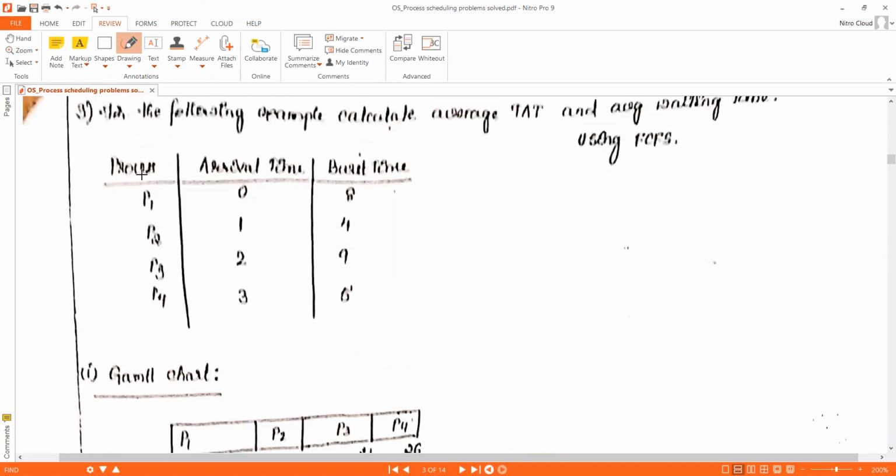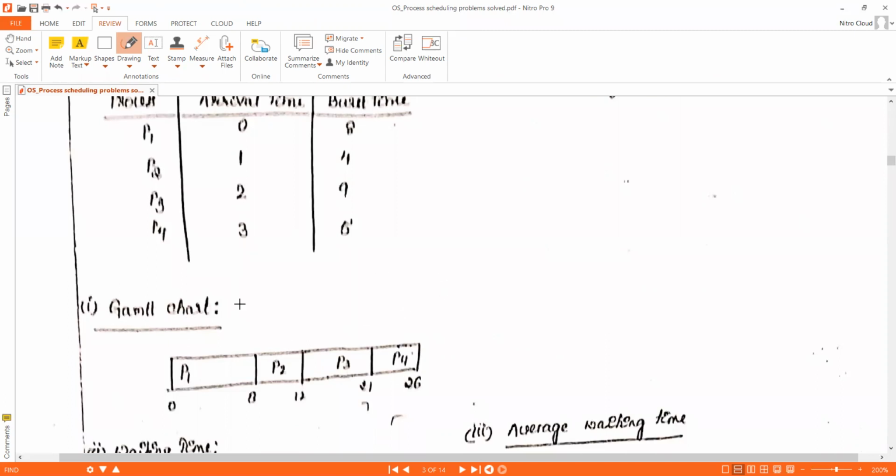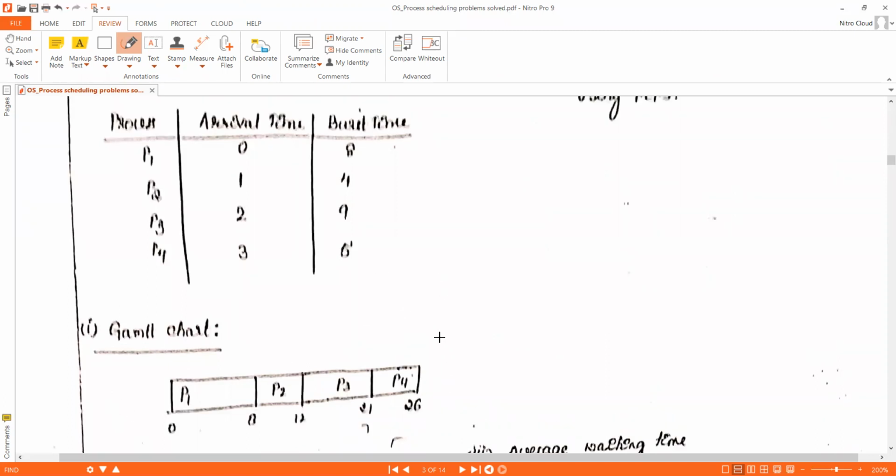Okay. Here in the question, they have given the arrival time and burst time for the processes. Here we have the 4 processes. Now we'll represent them in the Gantt chart. These processes will be represented in the Gantt chart by using first come first serve scheduling. Which process will arrive in the ready queue first? It is process 1. Process 1's arrival time is 0 milliseconds. So the process which arrives first will get the CPU by using first come first serve scheduling.